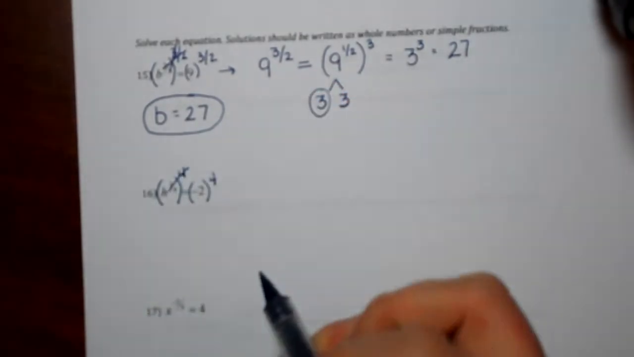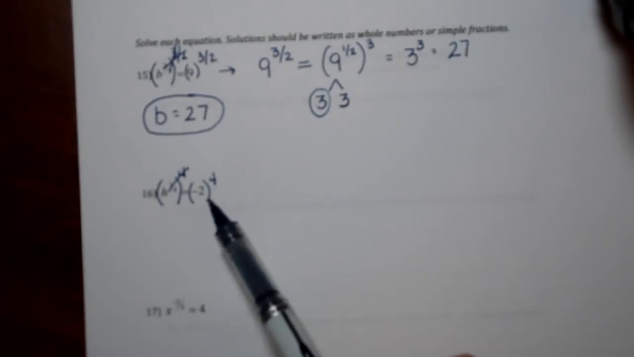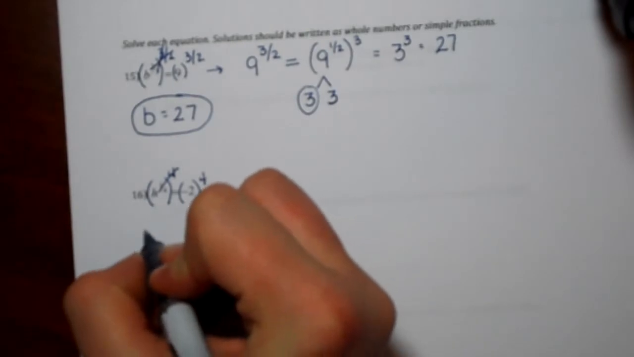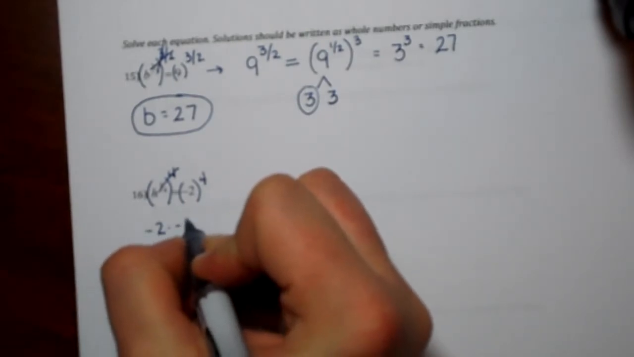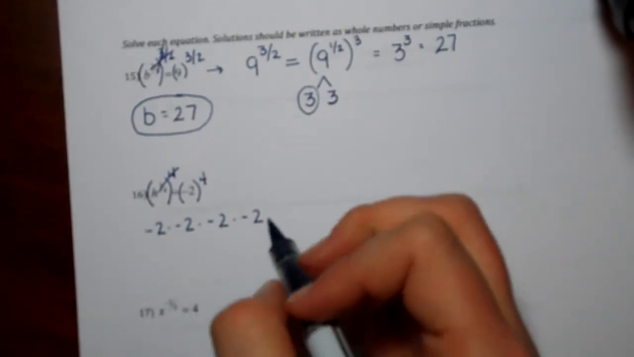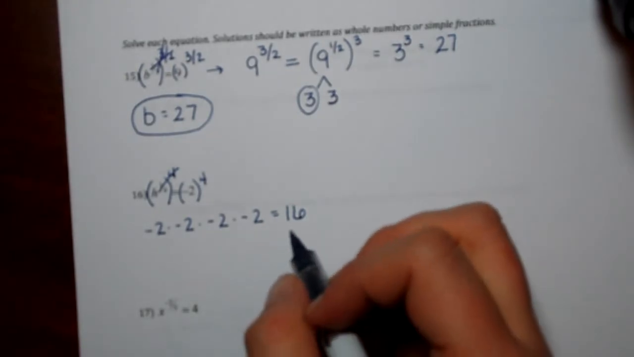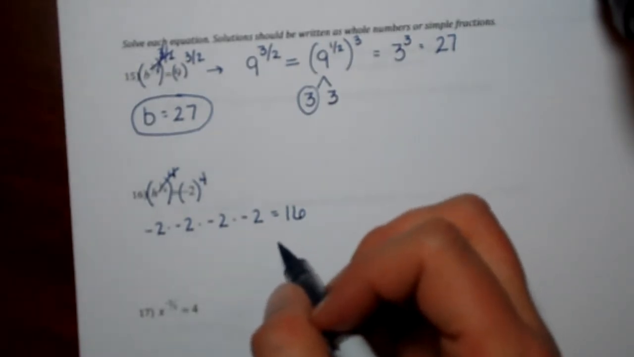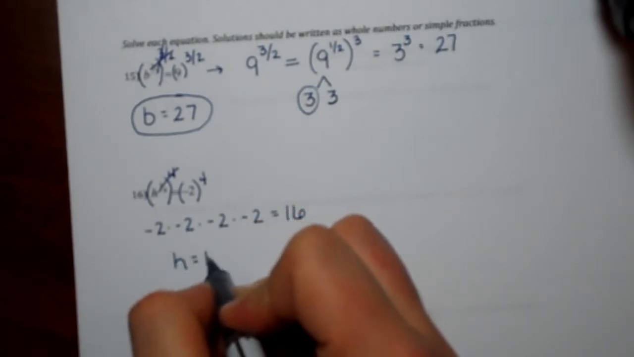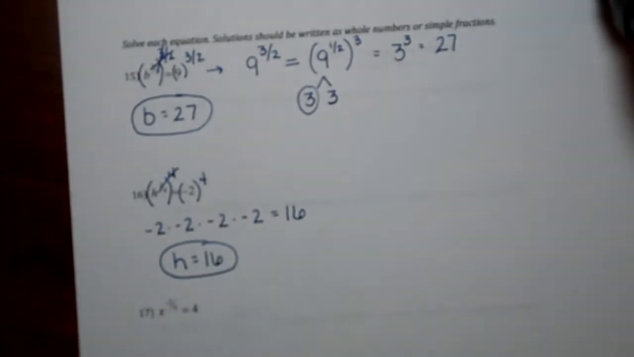Now this will cancel out here. And here, because this isn't a fraction, I don't need to do a factor tree. I can just do -2 to the power of 4. Remember that that means -2 times -2 times -2 times -2. And when you multiply that out, you should end up with a positive 16. And again, it's positive because you have an even number of negatives here. So your final answer here would be H is equal to 16.